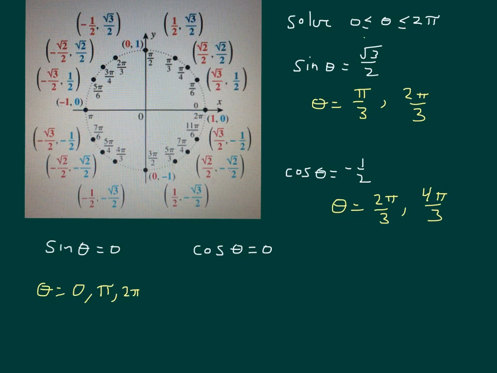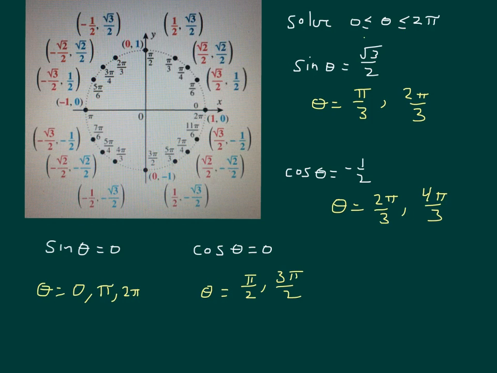The cosine of theta is equal to 0. Cosine of theta is the x-coordinate, and 0 is here and here. There are just two solutions on this one, and that happens to be at pi over 2 and 3 pi over 2. Now I want to recognize that for a couple different reasons.